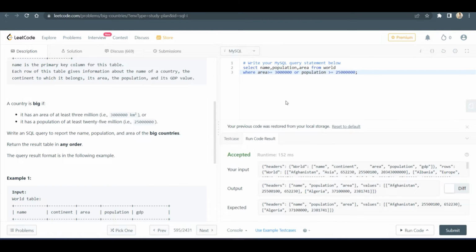Our query is accepted and it is right. Let's see the next one.